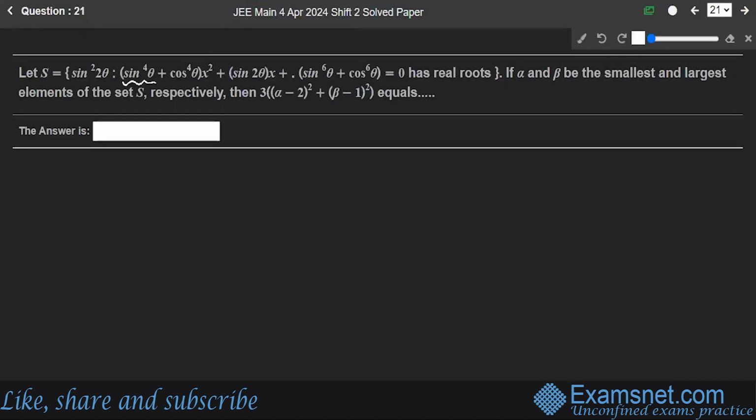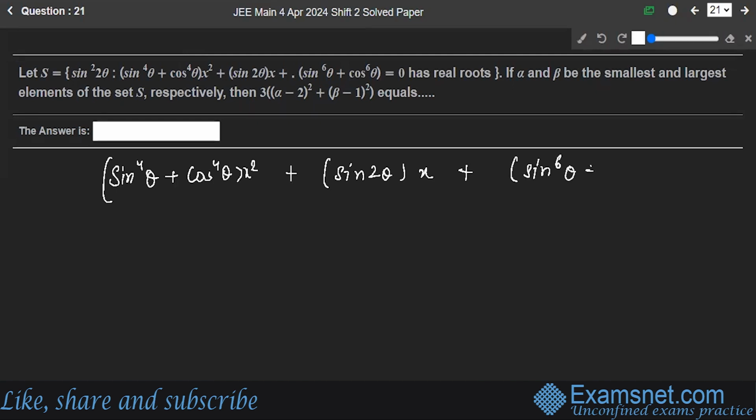Question number 21. Let S be given by sine square theta such that sin^4 theta plus cos^4 theta x square plus this is equal to 0 has real roots. Then if alpha and beta are the smallest and the largest elements of S respectively, you have to find out this expression. Look at this expression carefully. You have sin^4 theta plus cos^4 theta into x square, sine 2 theta x, sin^6 theta plus cos^6 theta is equal to 0.